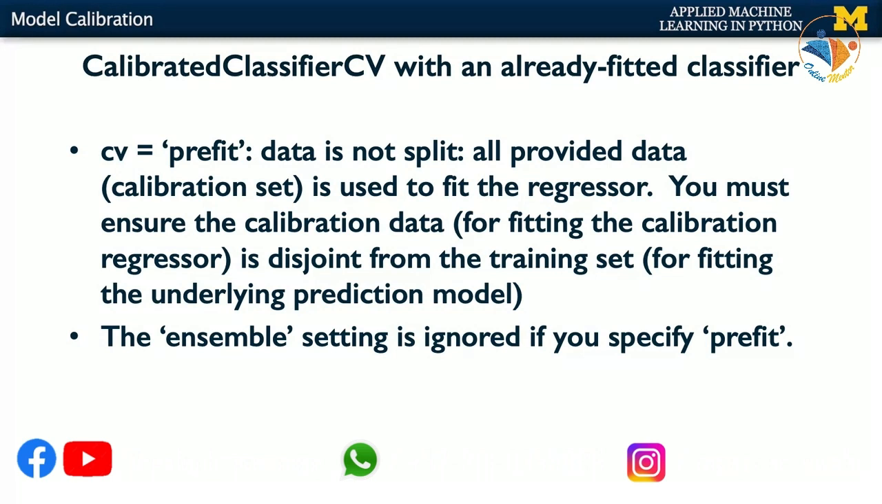If you set that to the value prefit, then it won't actually do cross-validation, so it won't split the data. It'll take all the data you provide when you call the fit method for CalibratedClassifierCV and use that to fit the regressor, the calibration regressor. So again, you have to ensure that the calibration data for fitting the calibration regressor is completely disjoint from the data you used to train the underlying prediction model. There's another setting called ensemble for CalibratedClassifierCV. I'll talk about that in a minute, but that setting is ignored if you specify prefit.